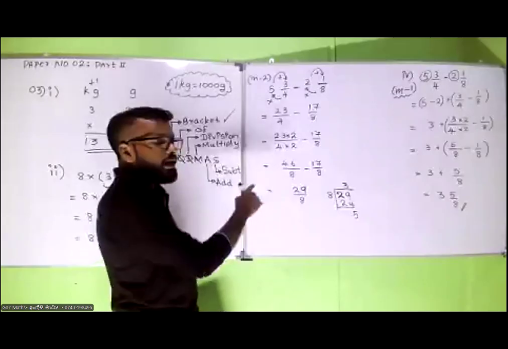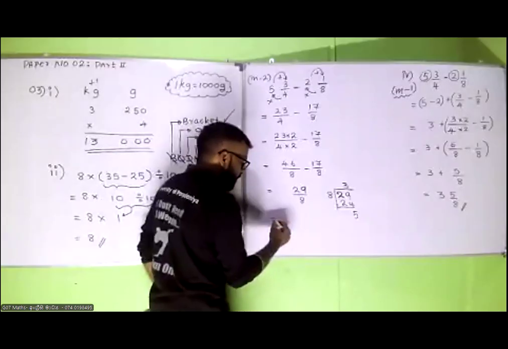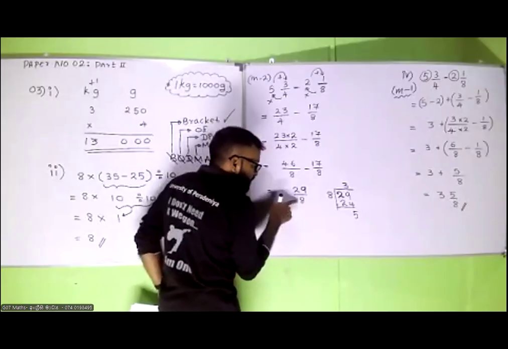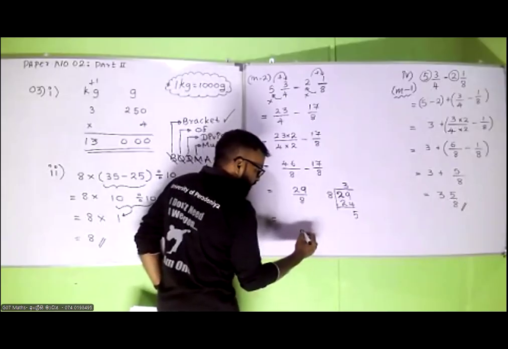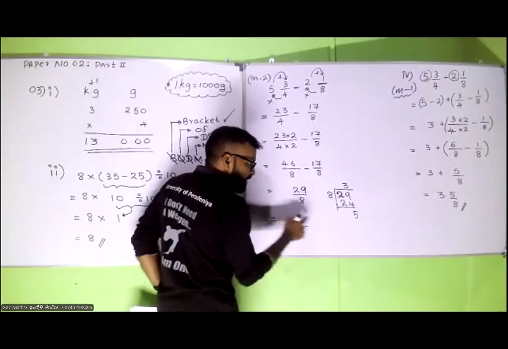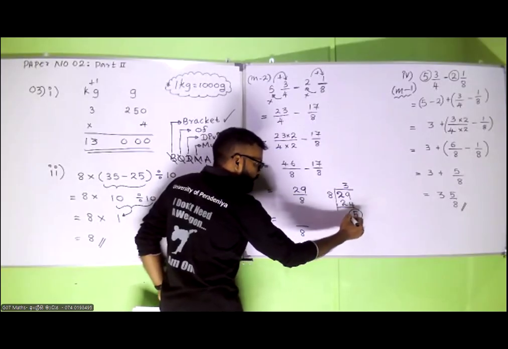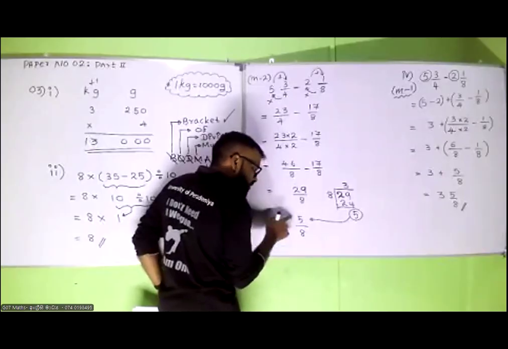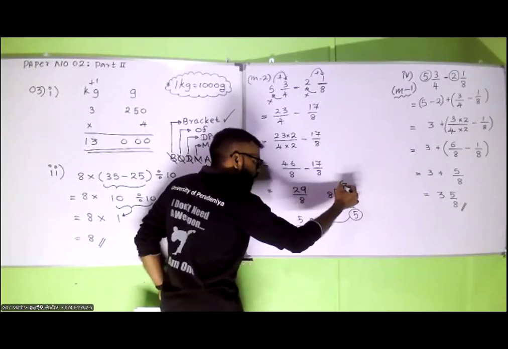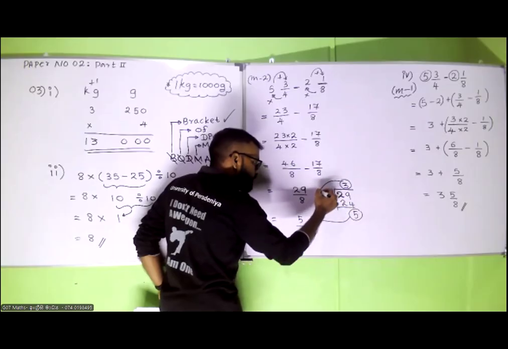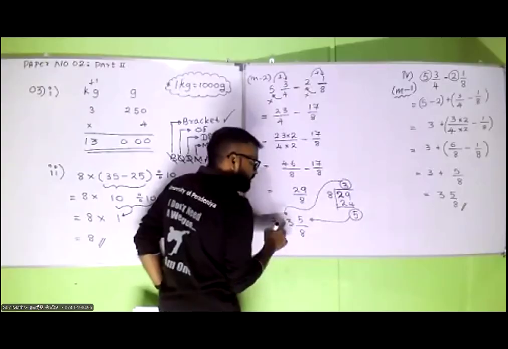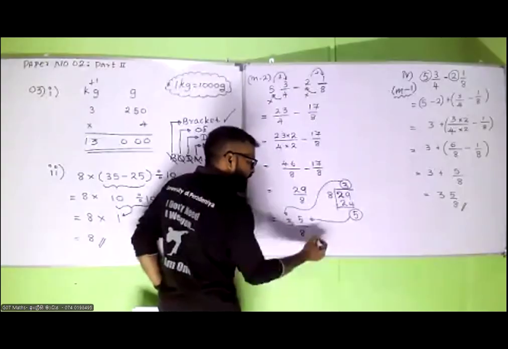So by looking at that, you can write down your mixed number. Denominator is 8. What is the numerator? Numerator is the remainder, number 5. What is the whole number part? This is the whole number part. Right? Here it comes: 3 and 5 upon 8.